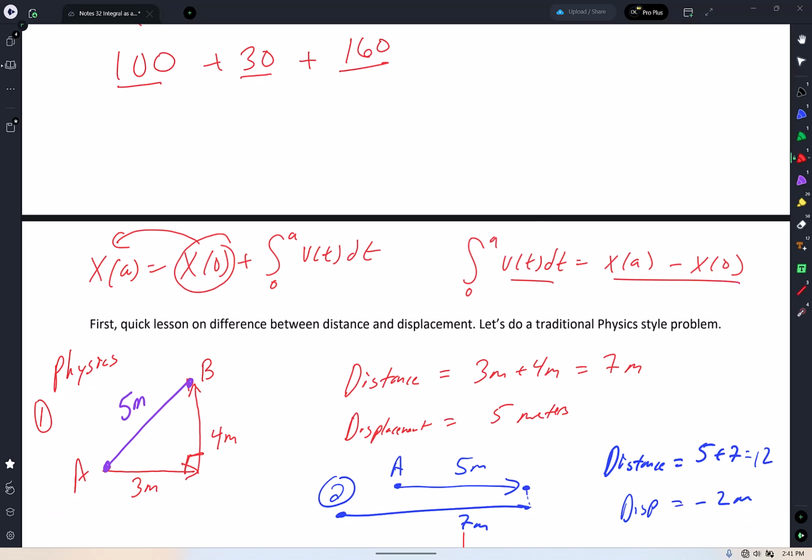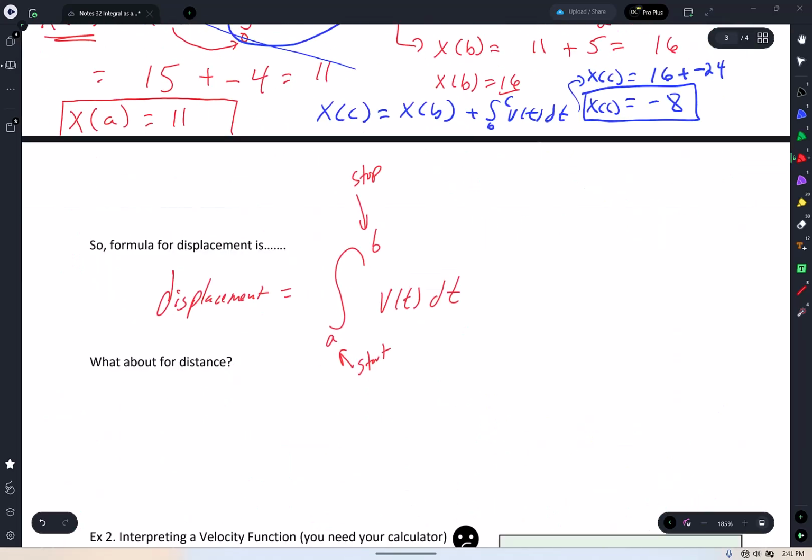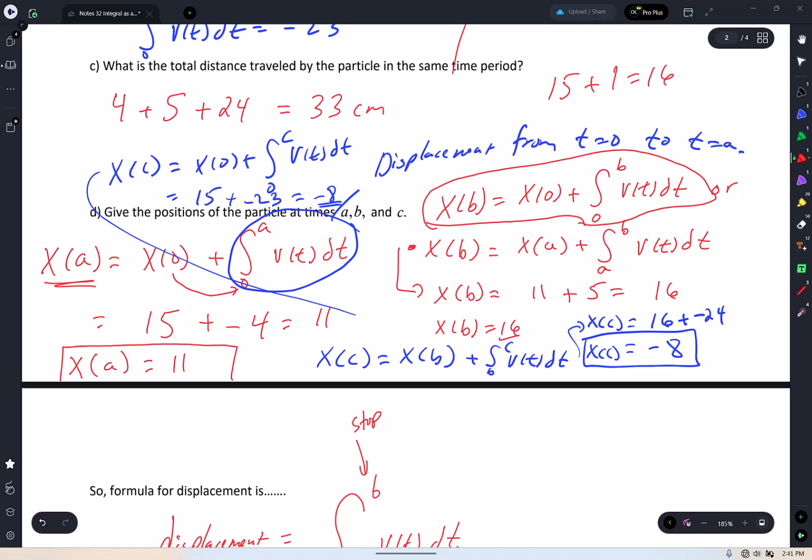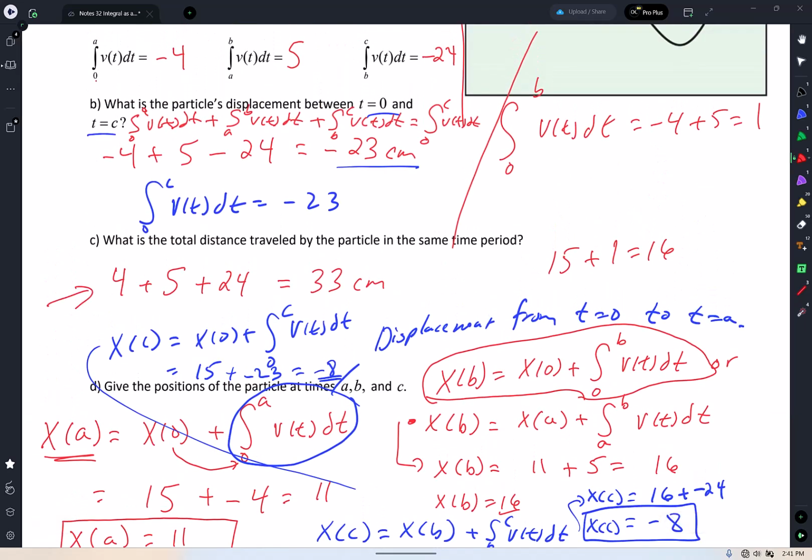Gives you the inside. Do you see that? Okay. See? All right. Now, what about distance? Tell me what we did here when we got the distance. What did we do? We took the what? Absolute value of what, though?